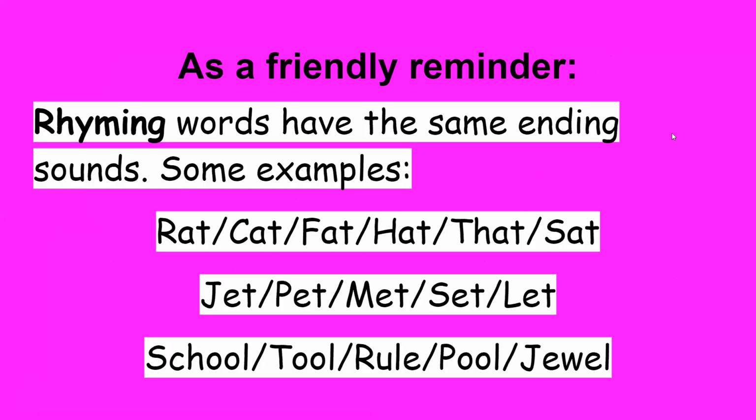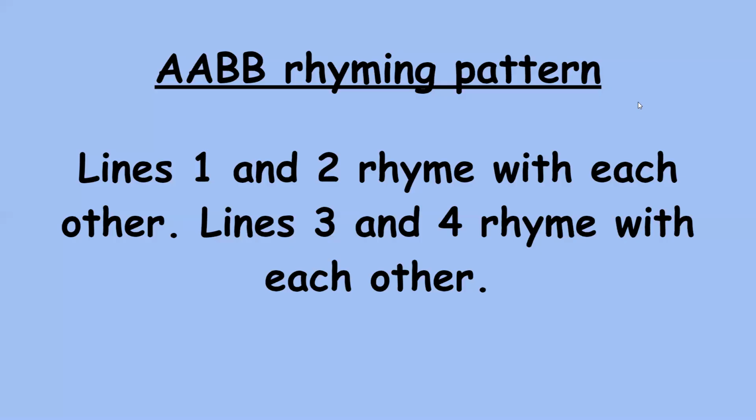As a friendly reminder, rhyming words have the same ending sounds. Some examples like rat, cat, fat, hat, that, sat, they all end in the same sound. Jet, pet, met, set, let, they all end in the same sound, so they rhyme. School, tool, rule, pool, jewel, they all end in the same sound, so those are rhyming words. Okay, let's get on to this.